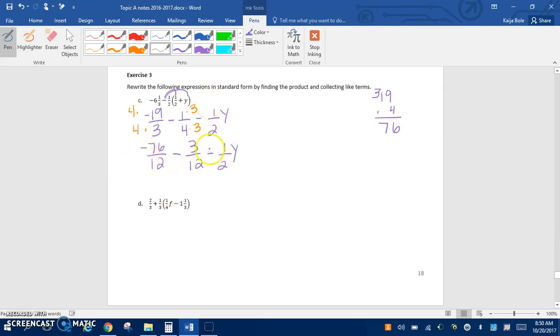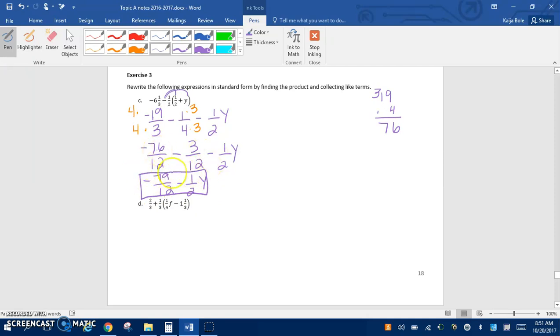If we look at just the fractions, we have negative 76 minus another 3, so we would end up with negative 79 twelfths, and then still have the minus 1/2 y. We can't combine anymore, so this is our final expression.